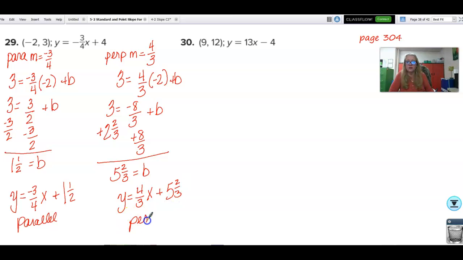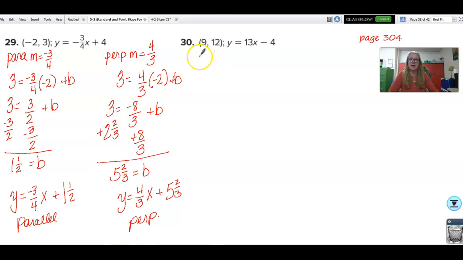Now, a good way to check your work on this would be to go to Desmos Graphing Calculator and enter both of these equations and see that this one is parallel. You could enter all three of them. Actually, you could enter the original equation and then this one, and you'll see that they're parallel. And then you could enter this equation, and you'll see that it's perpendicular. And then you'll have parallels cut by a transversal. Well, yeah, you would. Pretty cool.